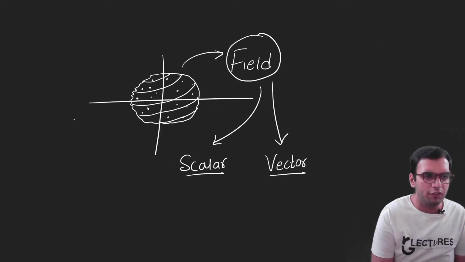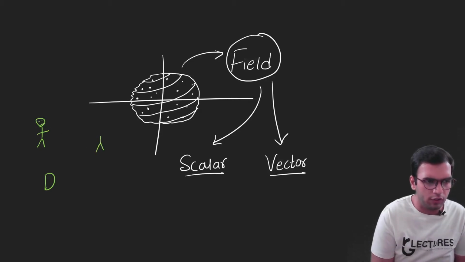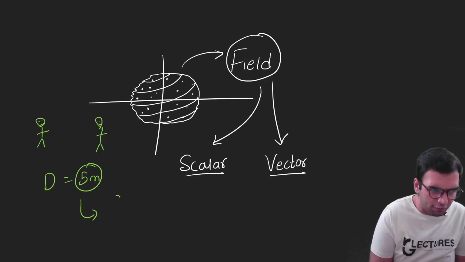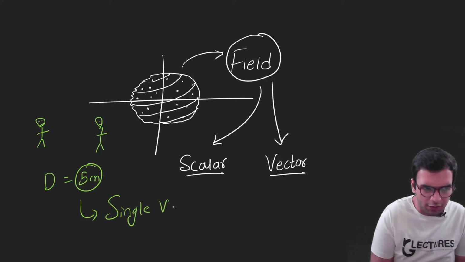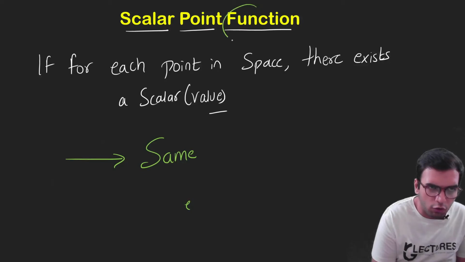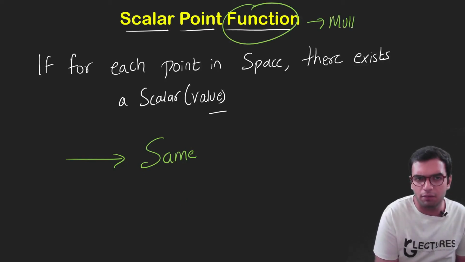See, we have a scalar. For example, I have a scale. Suppose a person goes from this point to this point, so the distance will be, say, 5 meters. Now that is a single value, right? That is a single value. But a function is always multi-valued. For example, I have a function. A function is always multi-valued.